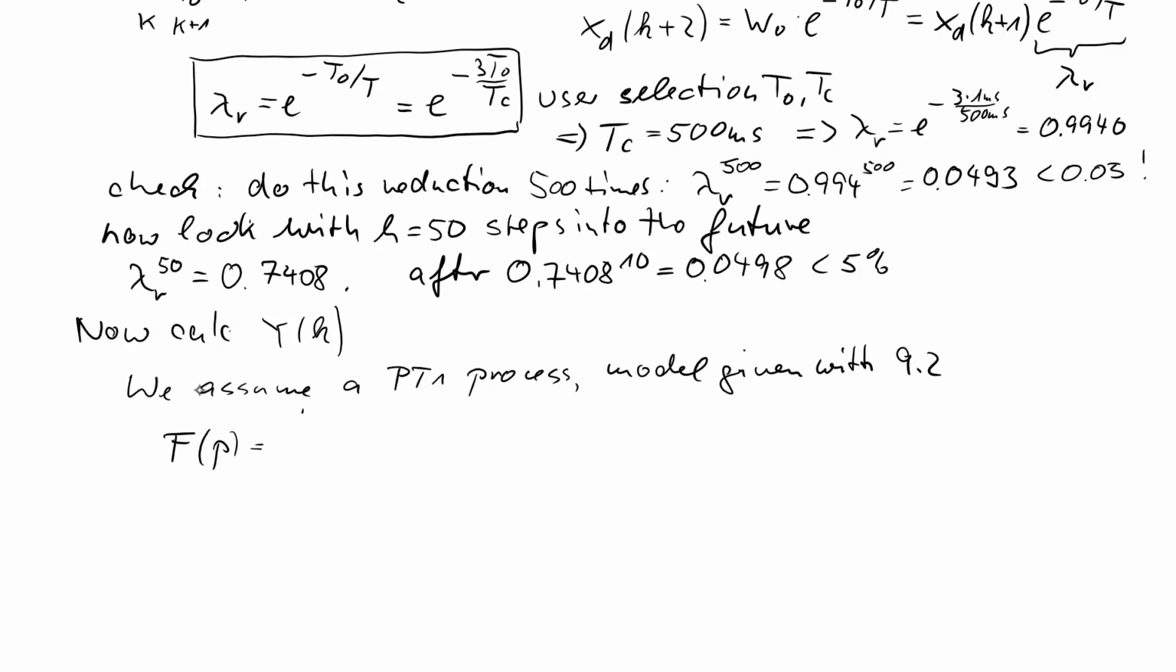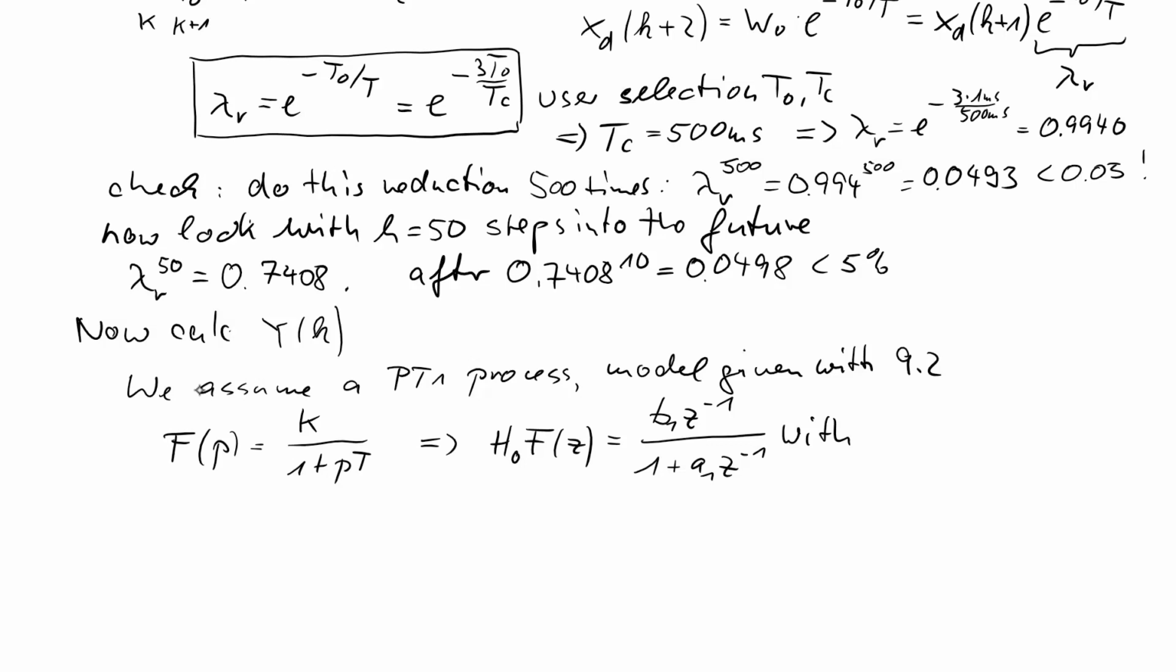F of p of a PT1 is simply k divided by 1 plus pt, and this leads to a step response invariant filter function. We need for this b1 z to the power of minus 1 divided by 1 plus a1 z to the power of minus 1, with, well, you can read it, we have discussed it, developed it without any change.